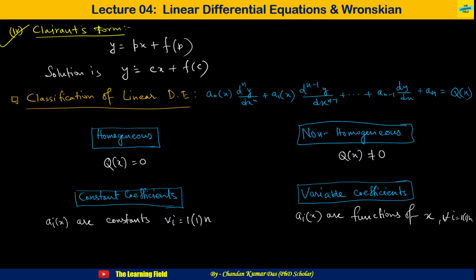Now another form is Clairaut's form, which I forgot in the last lecture, which is y equal to px plus f of p. Then the solution we can directly write as y equal to cx plus f of c.